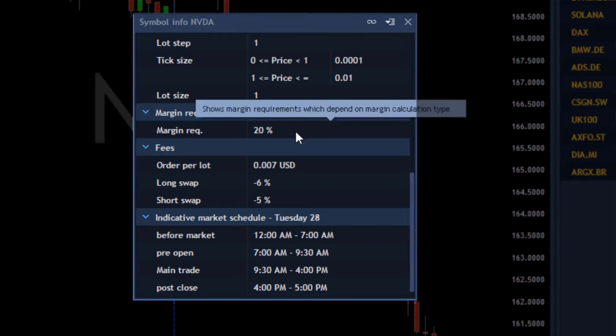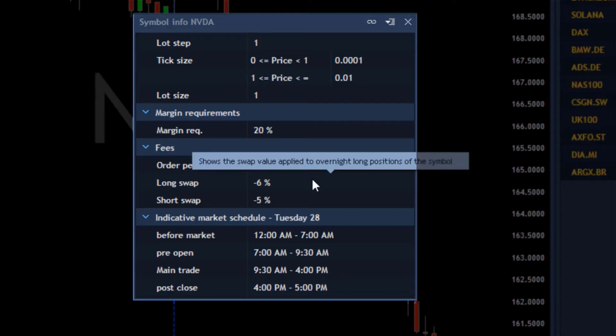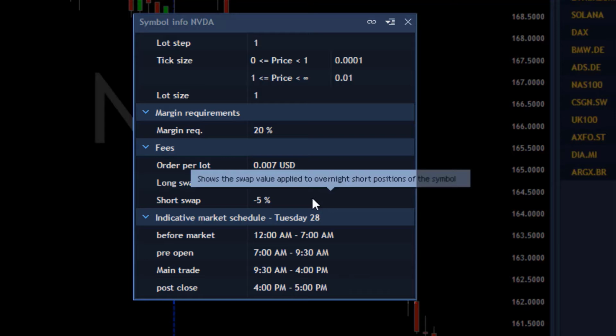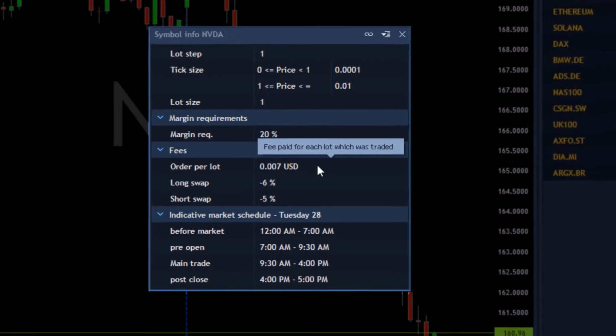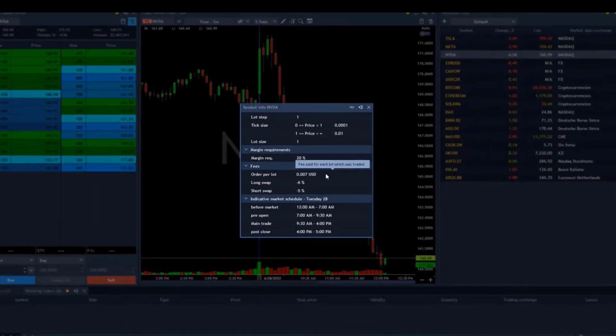So for Nvidia, the margin requirement is 20%, which means 1 to 5 leverage on the stock. If we had 100,000 in the trading account, we could enter into a trade that is 5 times larger than the account size. For fees, we will pay swap for positions held overnight. If you hold the Nvidia stock in a long trade overnight, you will pay 6% annual interest, which is 6% divided by 365 days. If you hold Nvidia stock in a short trade overnight, you will pay 5%. In addition to this, you will pay a commission per trade according to the plan provided to you. The commission is charged each time you buy or sell stocks.